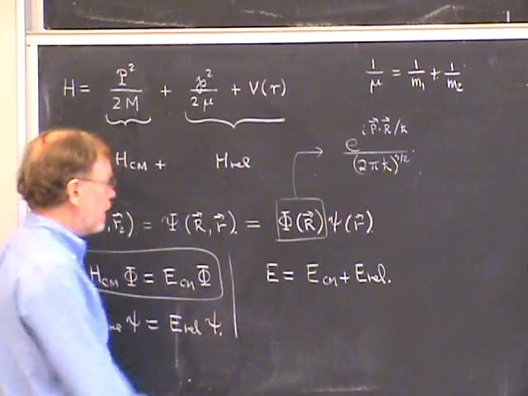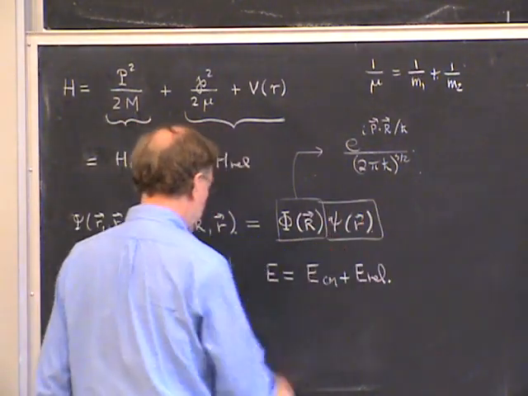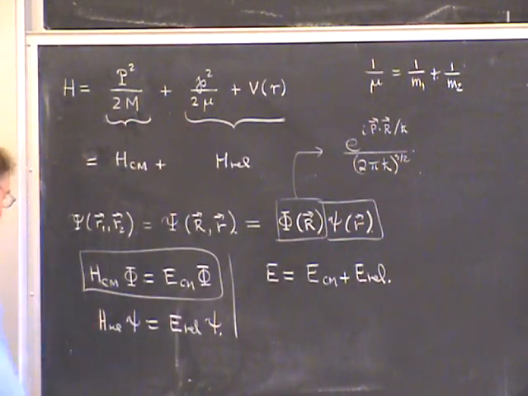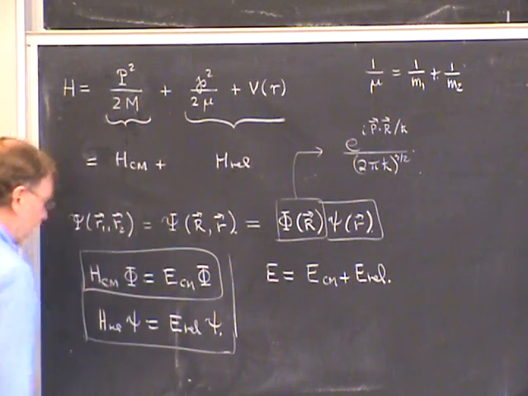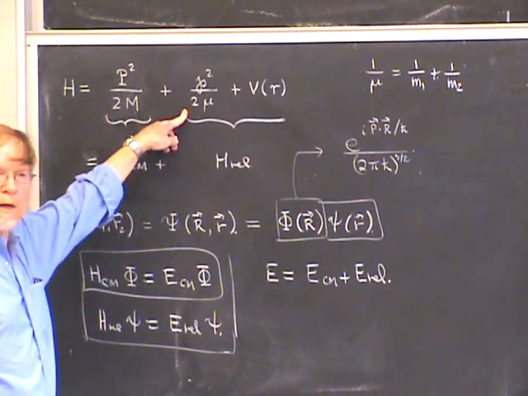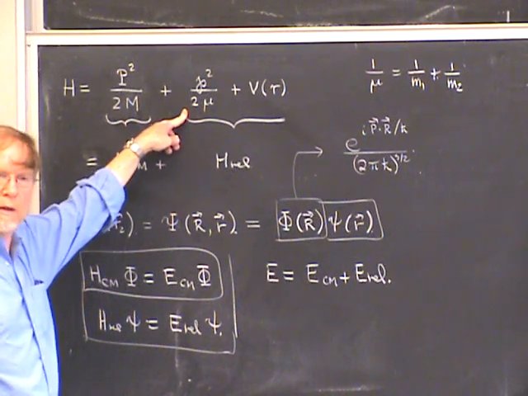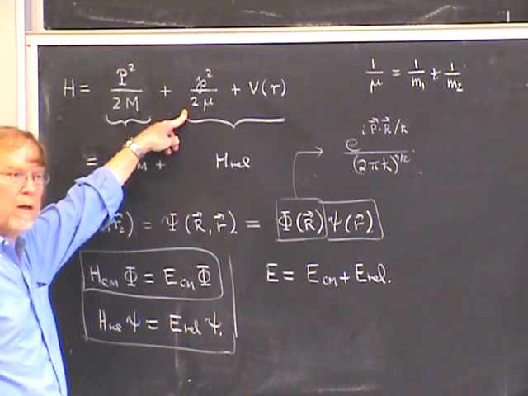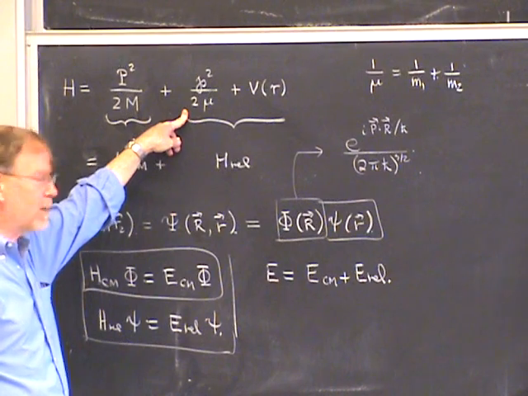Having done that, we turn our attention to the relative Schrodinger equation, which is down here. And what we see about the relative Schrodinger equation is that it's an effective one-body problem that has the same form as the one-body problems we considered earlier when we considered the force center as having an infinite mass.